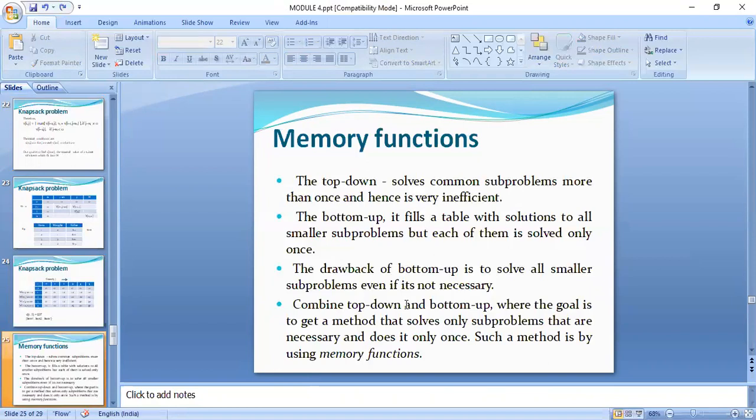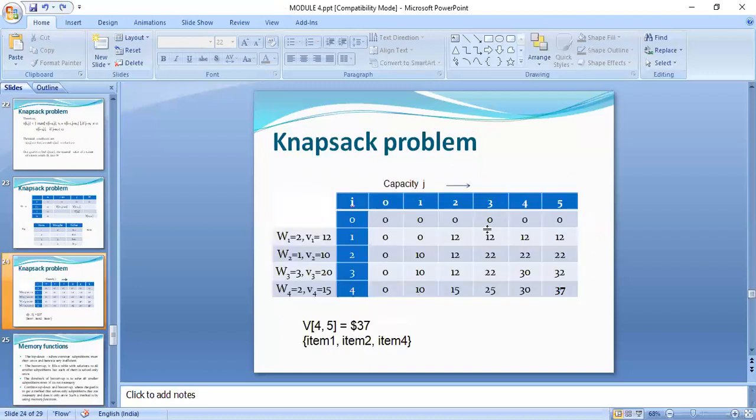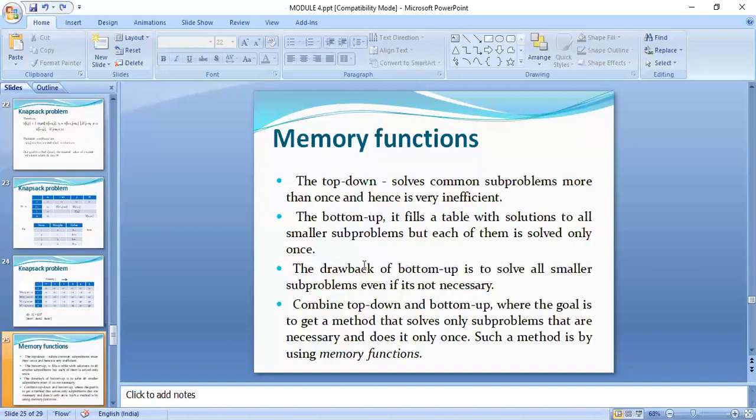Now when you go for the memory functions, you can see that there are two types of approaches, either the top down approach or the bottom up approach. Top down solves the common subproblems more than once, and it is considered to be very inefficient. Here all the subproblems are solved, so it takes a lot of time, and the time taken will also be increasing.